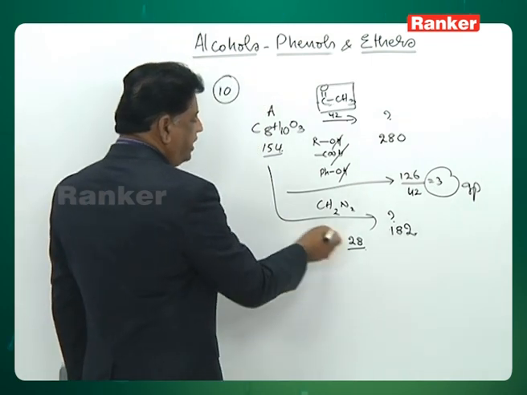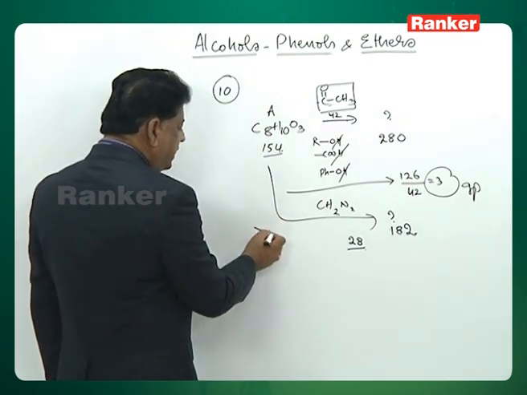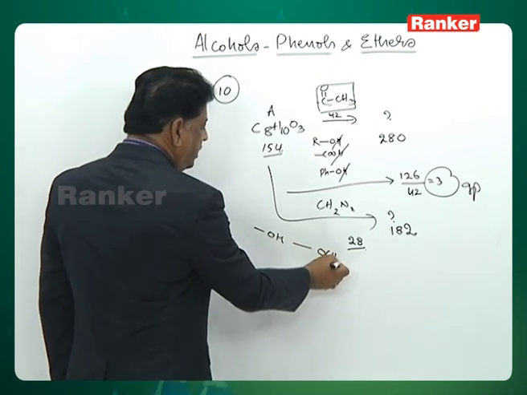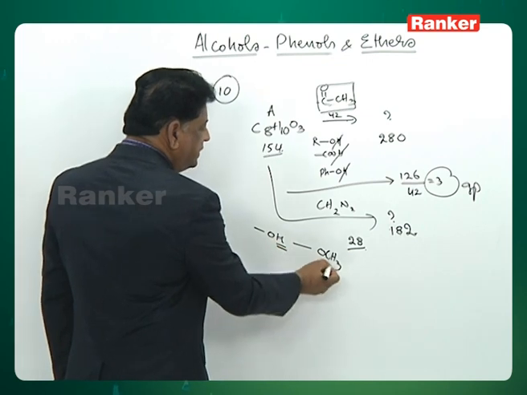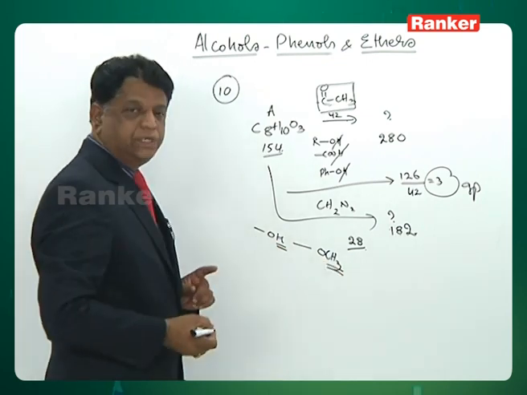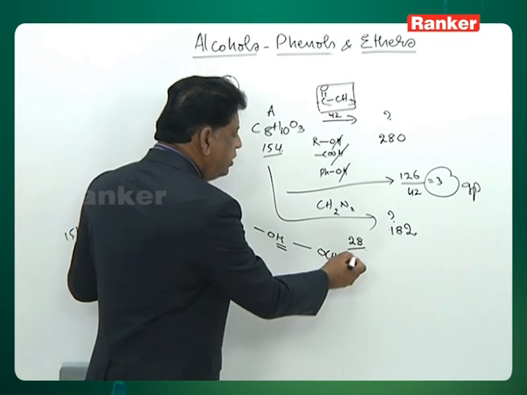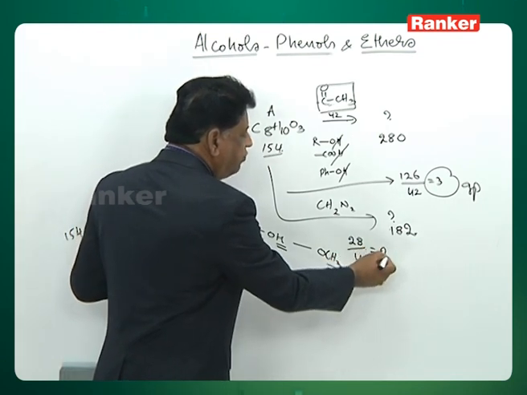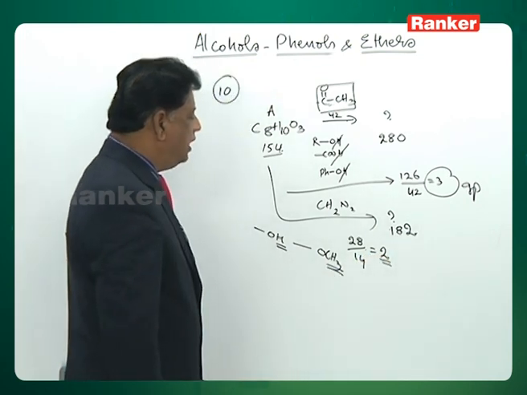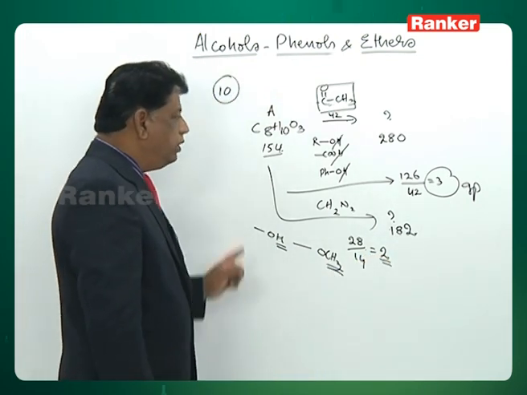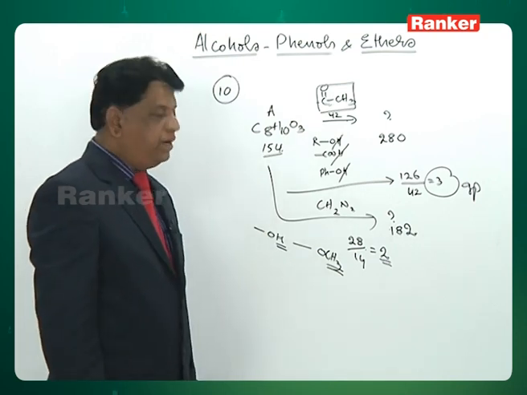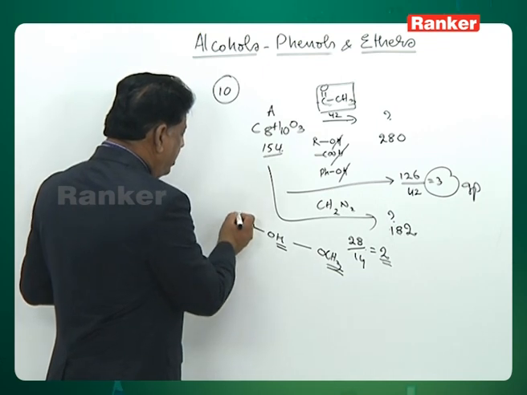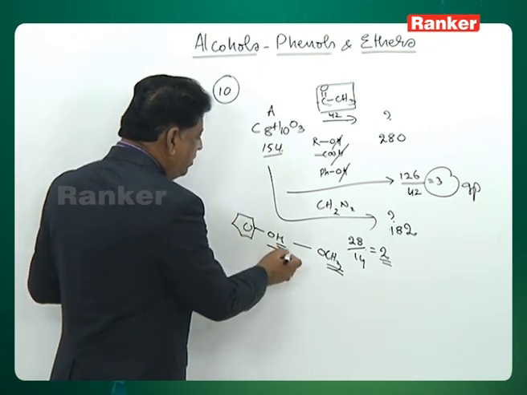So this 28 units can be expected if the OH becomes OCH3. That means the H is replaced by CH3, meaning only CH2, that is 14 AMU units are increased. So how many 14 AMU units? Only 2. So therefore here the phenolic OH units are 2, total units are 3, and this OH, that is the phenolic OH. A phenol containing the OHs is phenolic OHs.